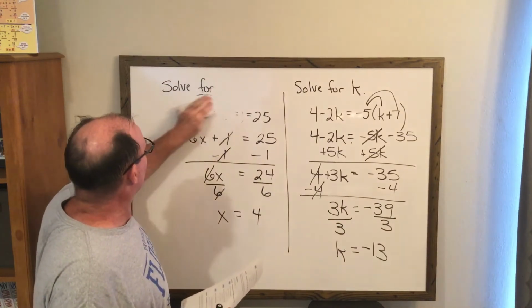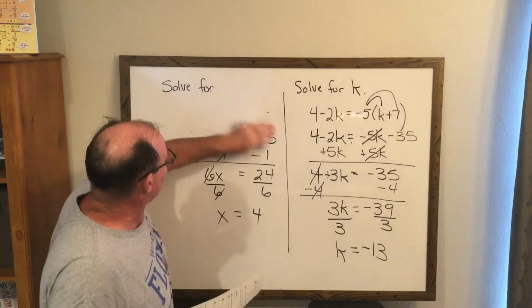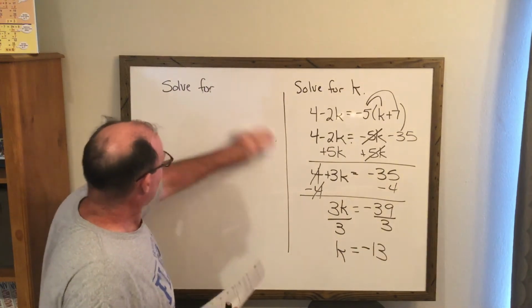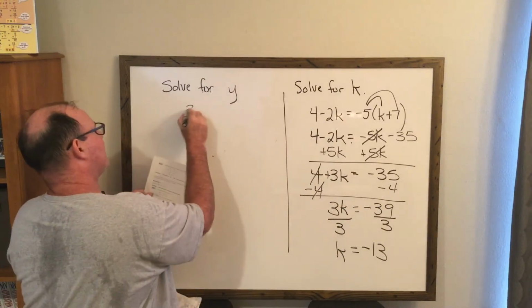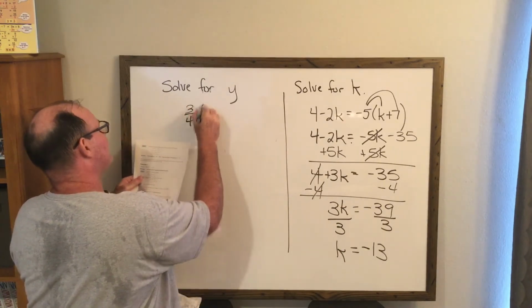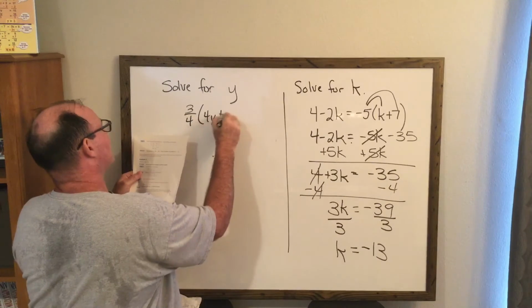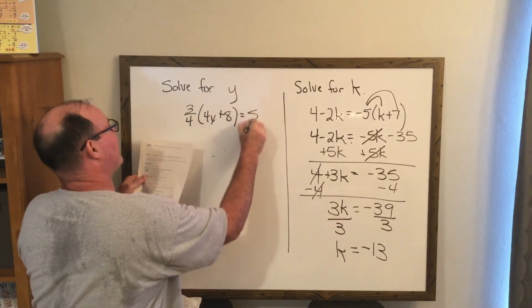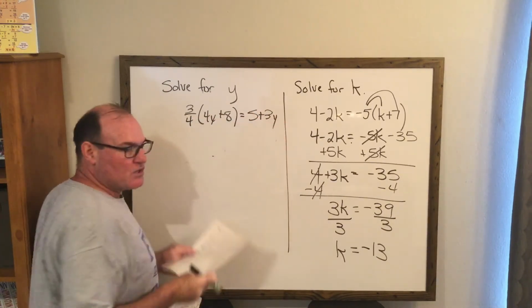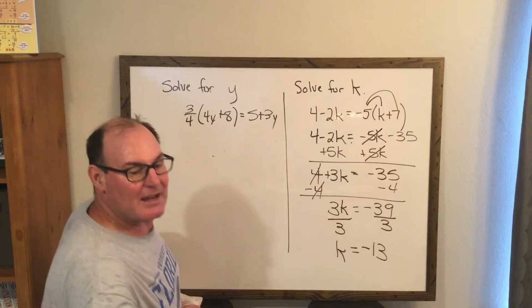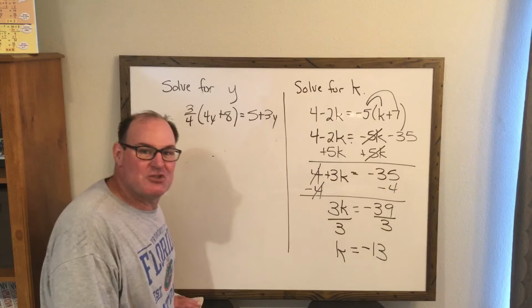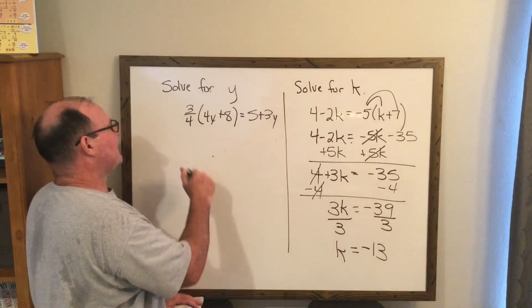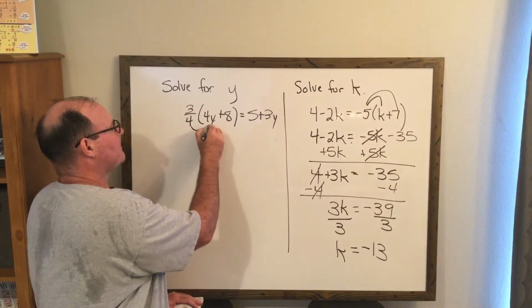In this example, we are going to solve this one for y. So here's the problem. We're going to solve this for y, and it says we have 3 over 4 times 4y plus 8 is equal to 5 plus 3y. So these problems have all had a common way to start. We're applying the distributive property. So on the left here, I've got 3/4 times 4y.